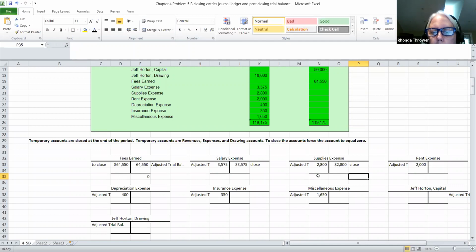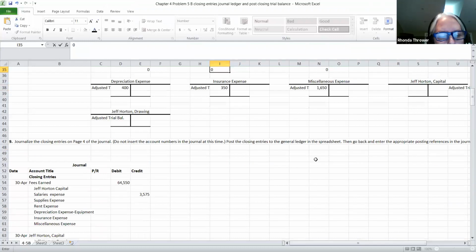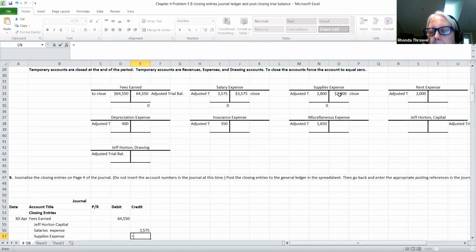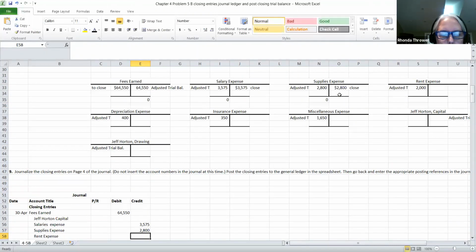And then what you'll end up with is a zero balance in your supplies expense. And you also would end up with a zero balance in that salary expense. Both a debit and a credit kind of cancel each other out, so there's no balance here anymore. We've got to pick up the credit to the supplies expense and copy it into my journal. And then we will close the rent expense account out.